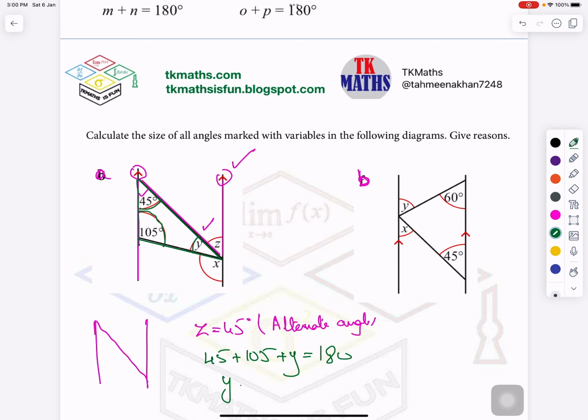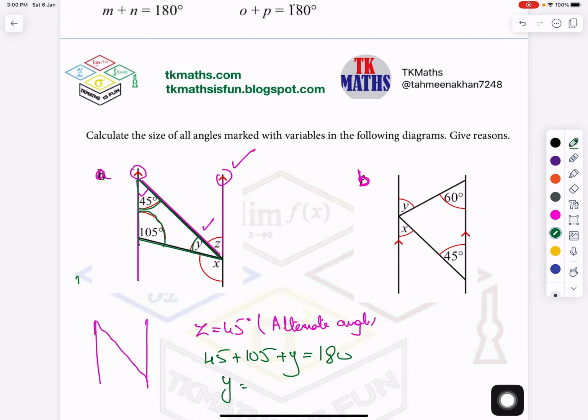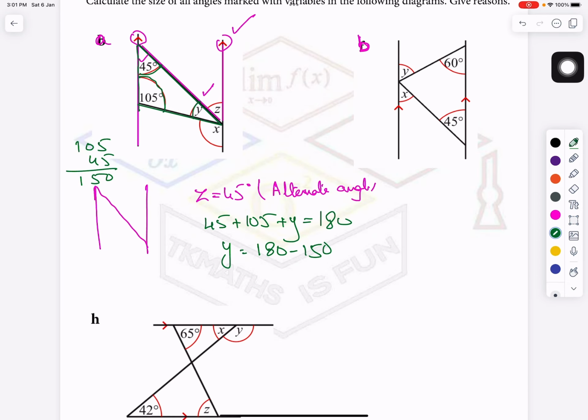So I can say y is equal to, what is 45 plus 105? You can do it mentally also. 150. So 180 minus 150 is equal to 30. So y is equal to 30. So we have just found z is 45, y is 30. So what is x? Now it is easy.